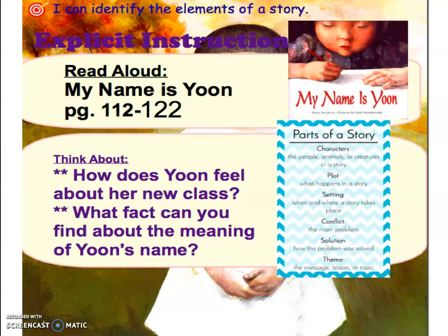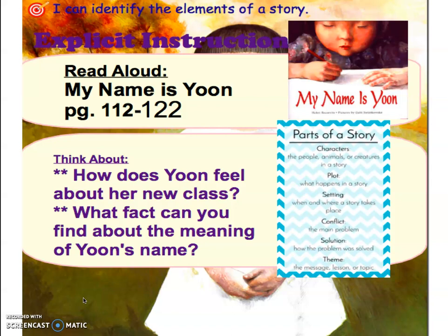So today you are going to read aloud pages 112 to 122, which is basically the entire book, My Name Is Yoon. When we talk about identifying story elements, we're talking about parts of a story. There are many different parts of a story. One part of the story is the characters. The characters are the people, animals, or creatures in a story. We also have the plot. That's what actually happens in the story. Then you have the setting. The setting is when and where a story is taking place.